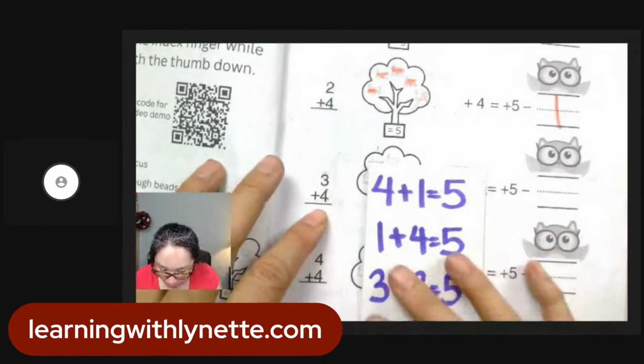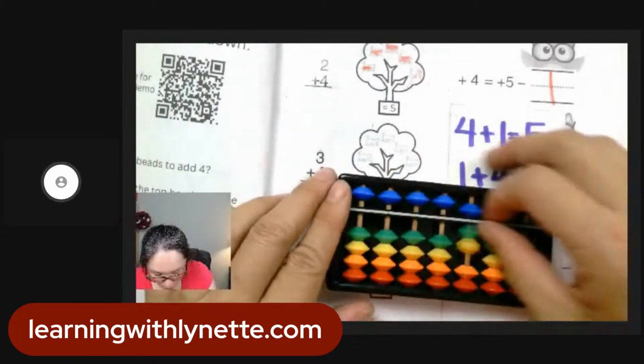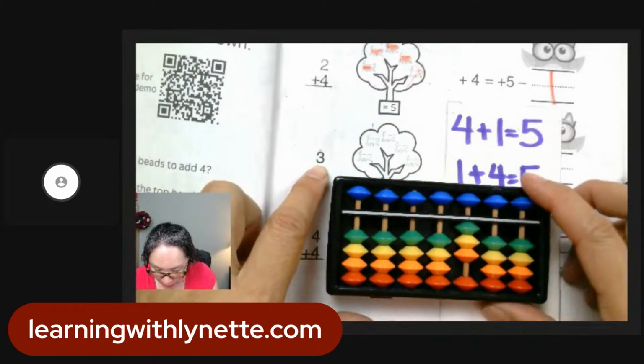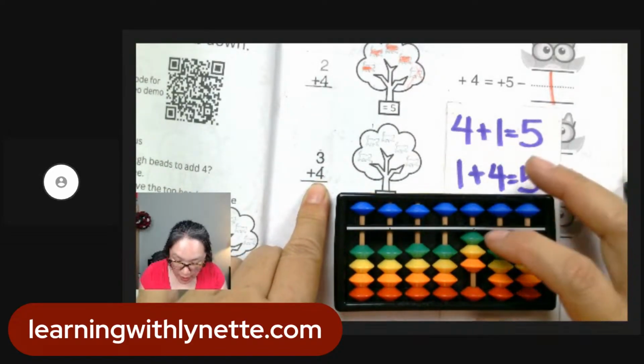So what's going to happen is we don't know what this is, right? We're going to add the 4. We add 3. We have the 3 on the abacus. My question is I want to add the 4. Do we have enough beads to add the 4? No, I don't have enough beads to add the 4.